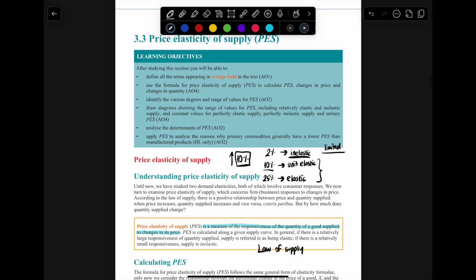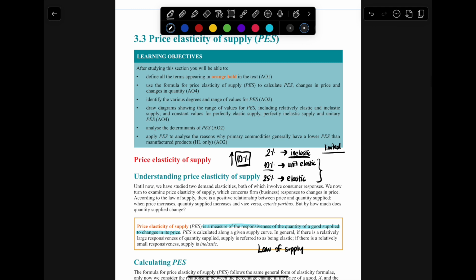Hi, I'm Ela Busala, and today I will be explaining price elasticity of supply, which is a very important concept for microeconomics. So now let's start with what price elasticity of supply is.